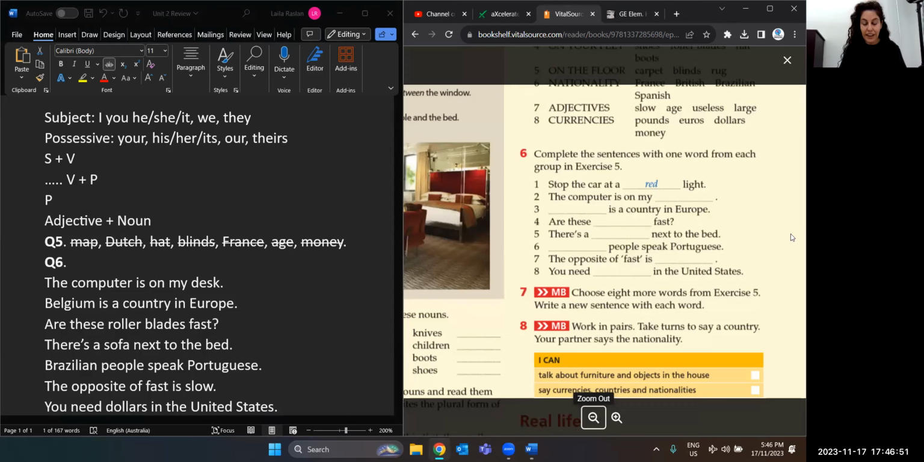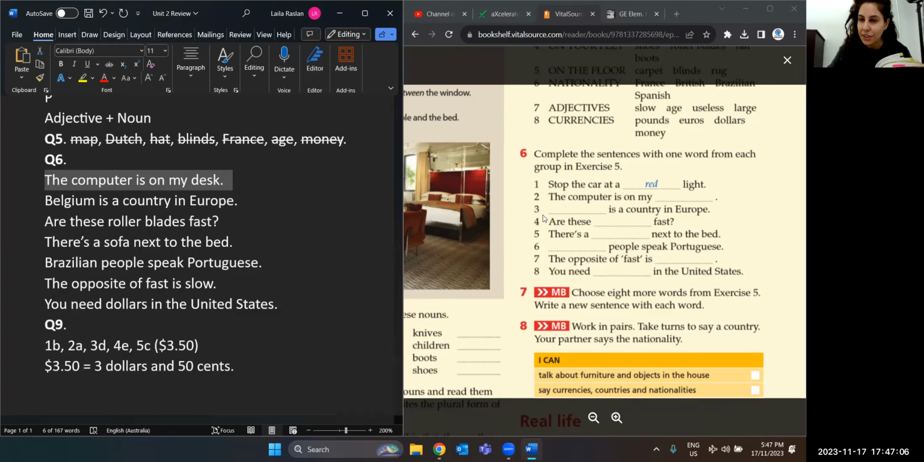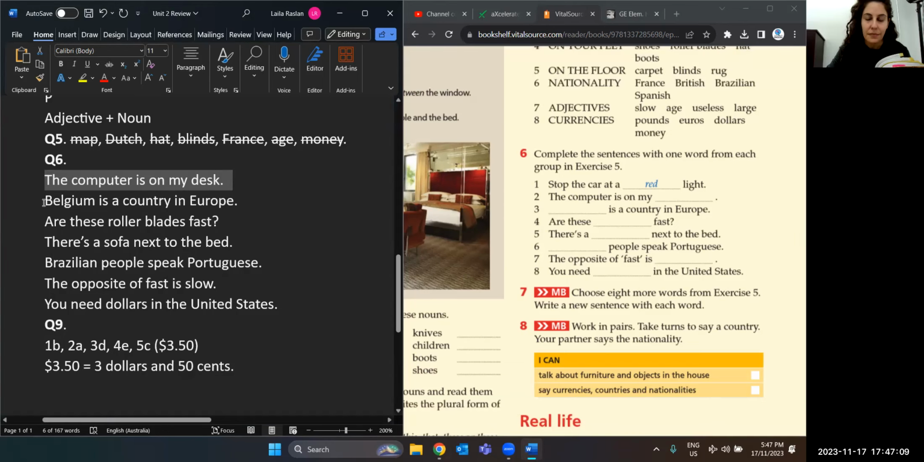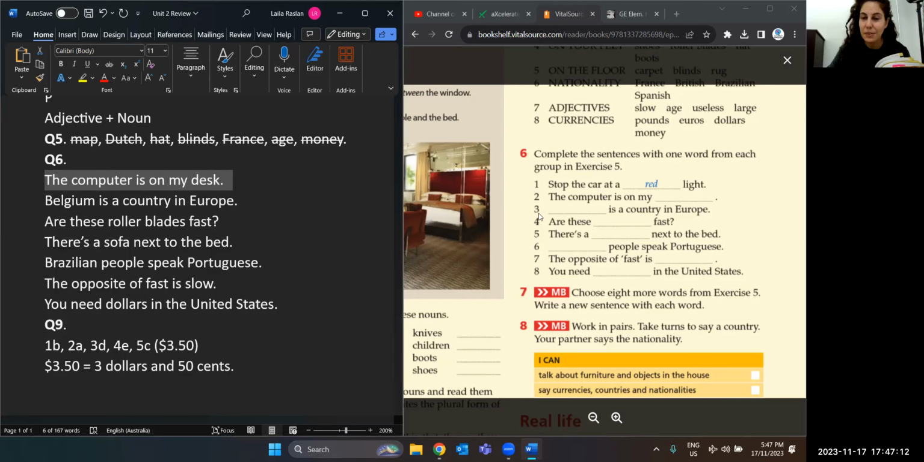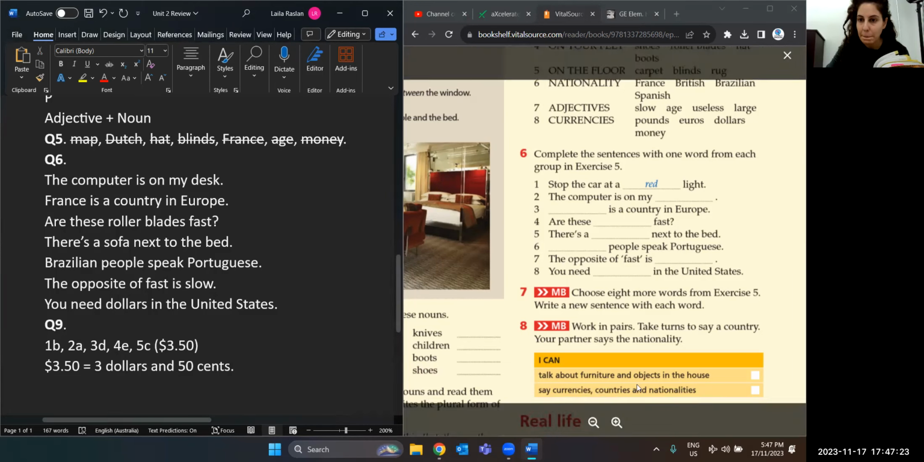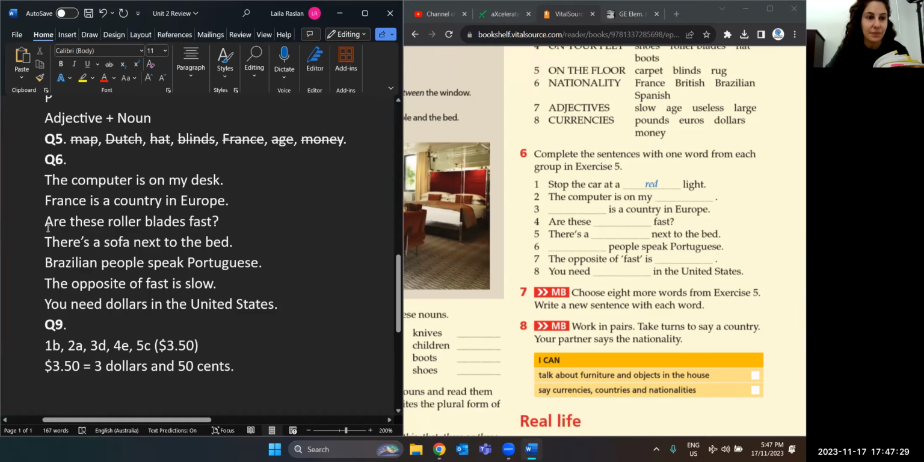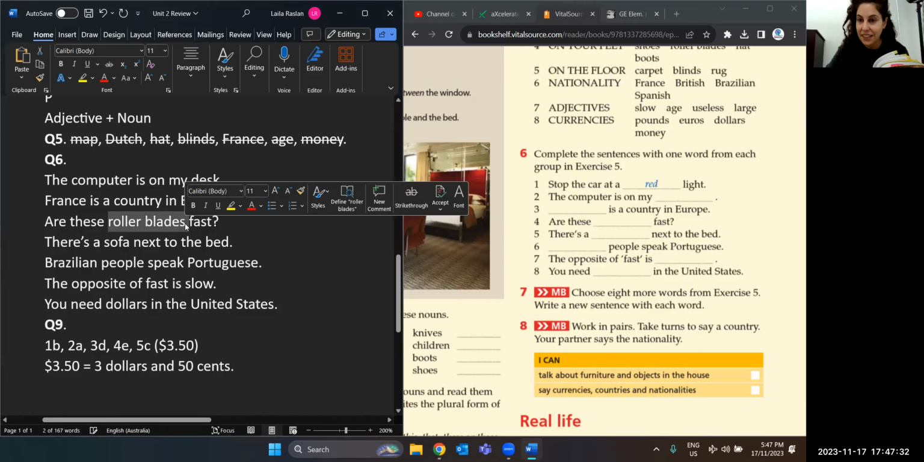Okay, let's complete these sentences. Stop the car at a red light. So remember, we have the adjective first and then the noun. Number 2, the computer is on my desk. Number 3, you have to use the words from above. So number 3, something is a country in Europe. France, yeah, because that was from our examples above, yes. Number 4, question, are these rollerblades fast?